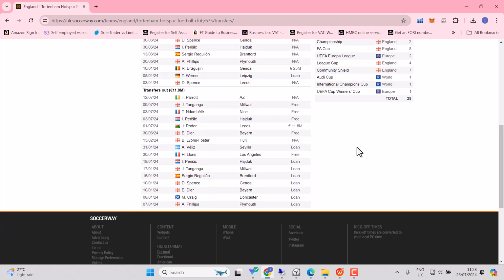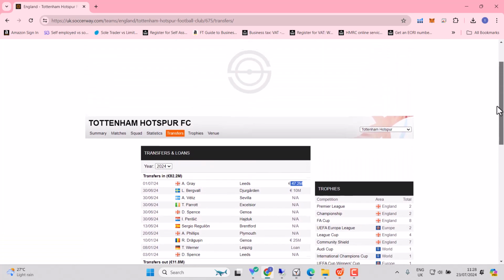Well, Rodon to Leeds, 11.8 million. Ivan Perisic has gone back to Hajduk Split, probably to end his retirement. Veliz to Sevilla. Eric Dier, Bayern Munich on a free. He's already gone, hasn't he? So there are no huge absentees. Reguilon to Brentford on a loan. Hugo Lloris off to LA for his retirement boost.